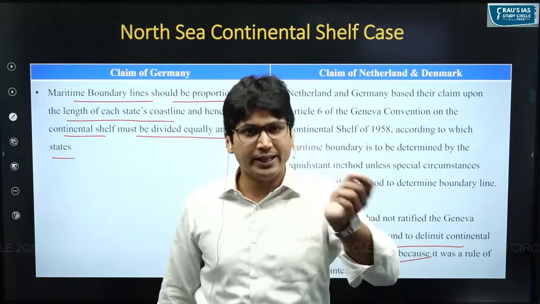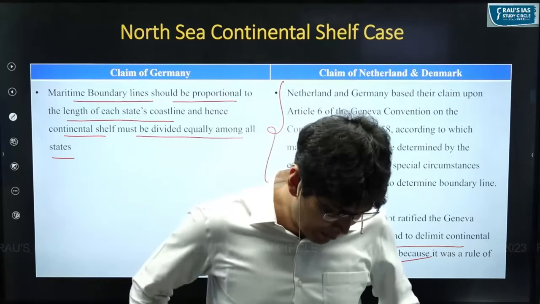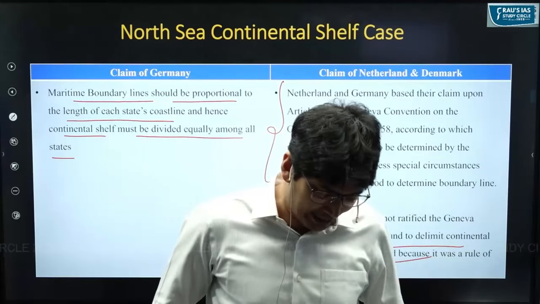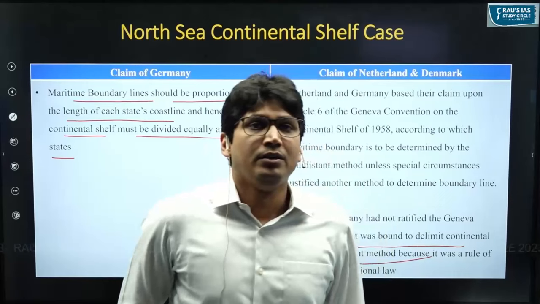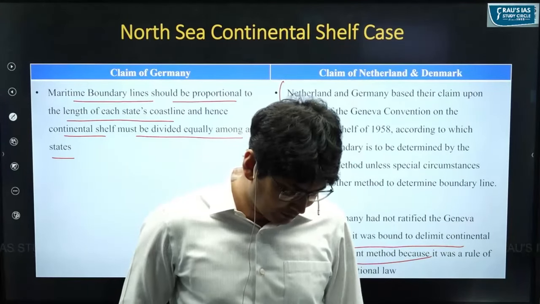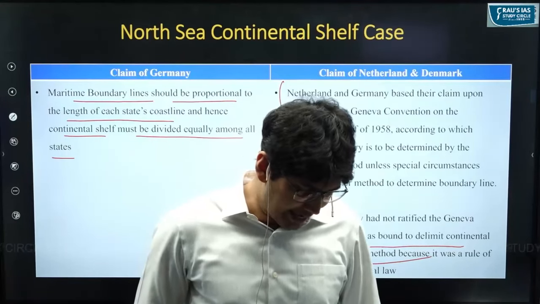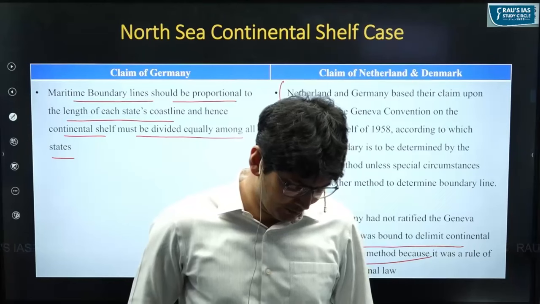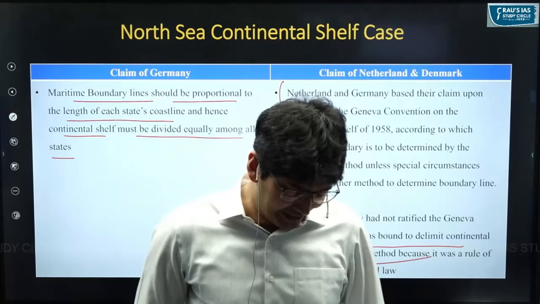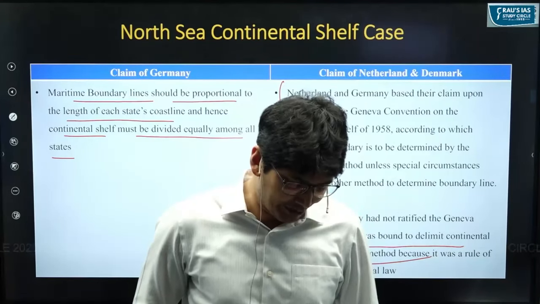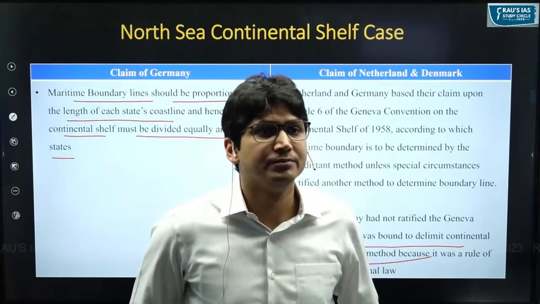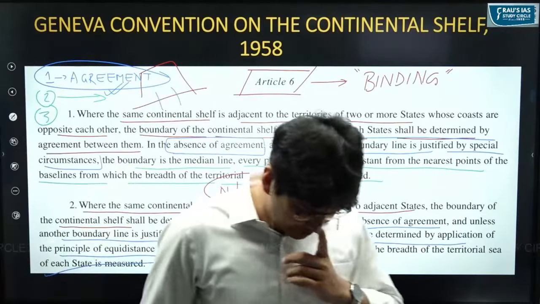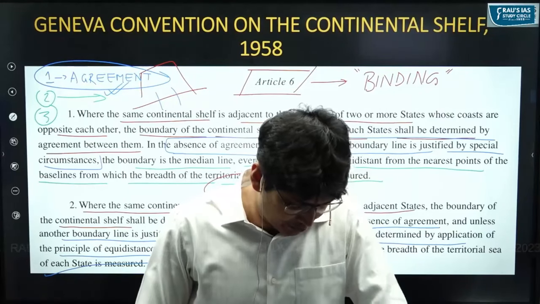The next aspect is on opinio juris. On the issue of opinio juris, the court examined 15 cases where states had delimited their boundaries using the equidistance method after the convention came into force.